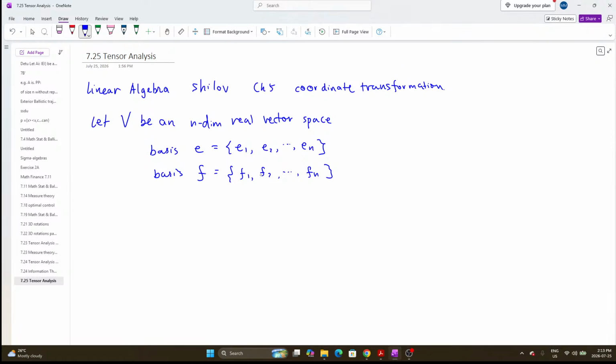And now you can expand, say, the new basis. Let's say this is the old basis, and this is the new basis. You can expand the new basis vectors in the old basis. Of course, you can do that. And you will get a bunch of coefficients.